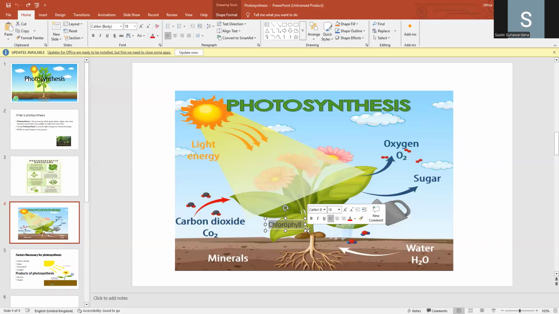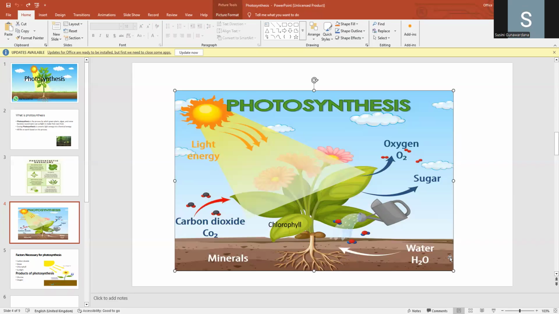Inside the plant leaf, there is a green pigment called chlorophyll. So these chlorophylls help to trap sunlight. Besides that, it is really essential to have water for this process. How do plants absorb water? Plants absorb water through their roots from the soil.